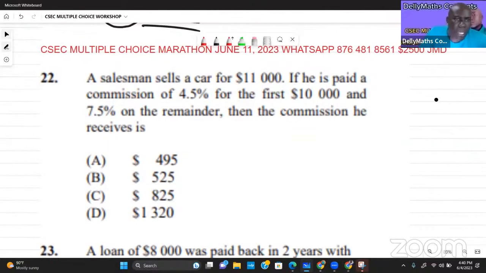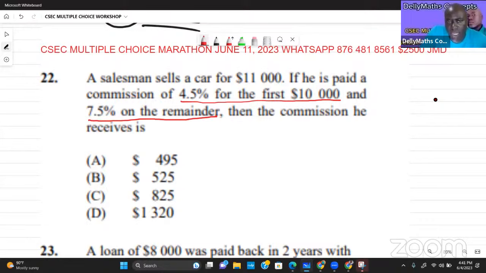All right. So we say next question. A salesman sells a car for 11,000, right? If he's paid a commission of 4.5% on the first 10,000, you're gonna have to pay attention to this detail here. So that goes with 10,000. And then they're saying 7.5% for the remainder. All right, good.